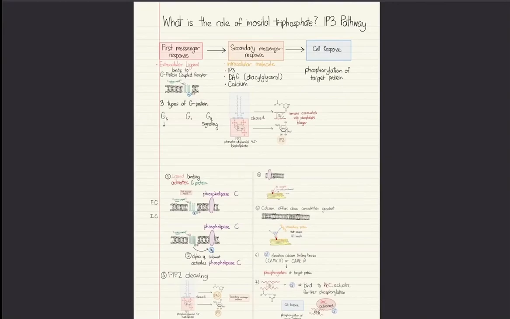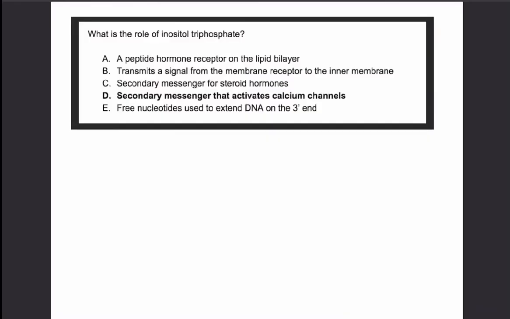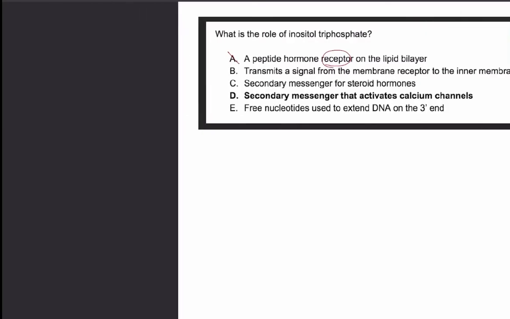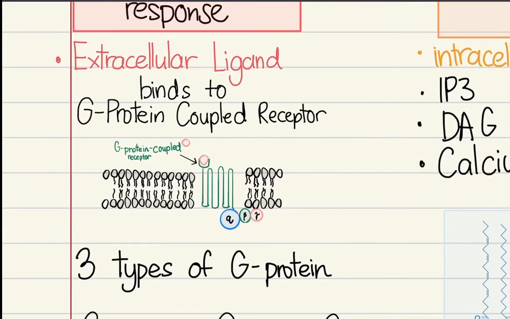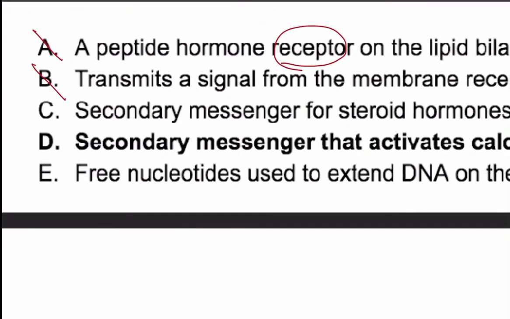So let's test your understanding now. This is a little test on your knowledge. What is the role of inositol triphosphate? A is saying a peptide hormone receptor on the lipid bilayer. We know it's not a receptor, it's a secondary messenger, so that's wrong. B is saying it transmits a signal from the membrane receptor to the inner membrane. But wasn't that the role of this ligand here? That's right, so this is not right either, so cut that out.